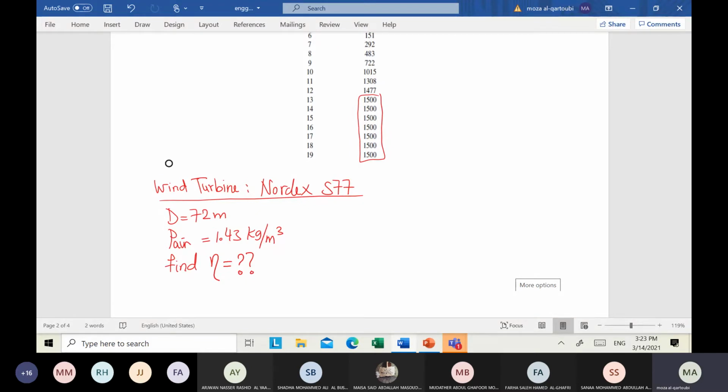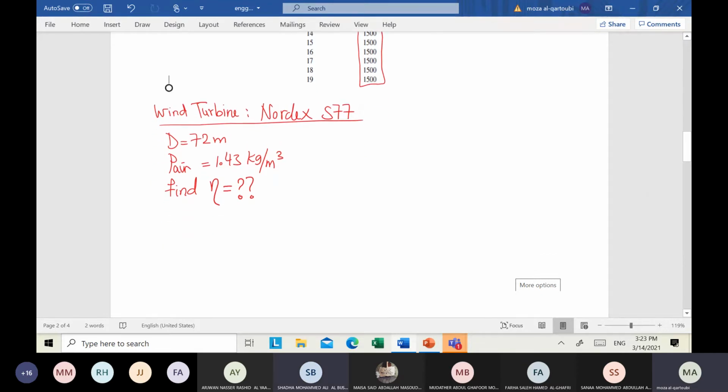We have the output power. So how to find efficiency? Efficiency will be the output value with respect to the input. We have the output value of power, so we need to find the input power. So for efficiency we apply the rule P out over P in. The value of P out is given here. How to find P in, the input power of the wind turbine?